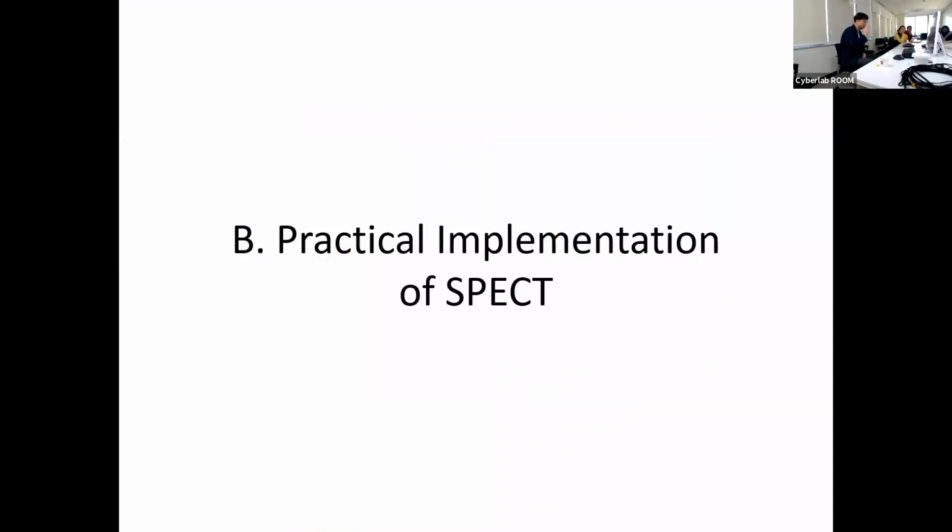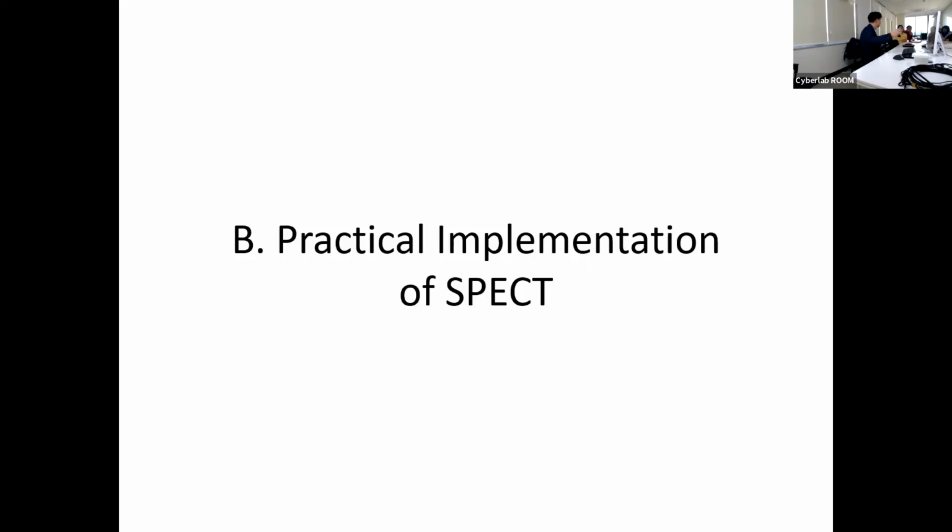I told you the very basic facts about SPECT systems. I mean, what kind of SPECT systems are available, what determines the spatial resolution of SPECT, and how the collimator resolution depends on the distance or other parameters. Okay. So, do you have any questions?